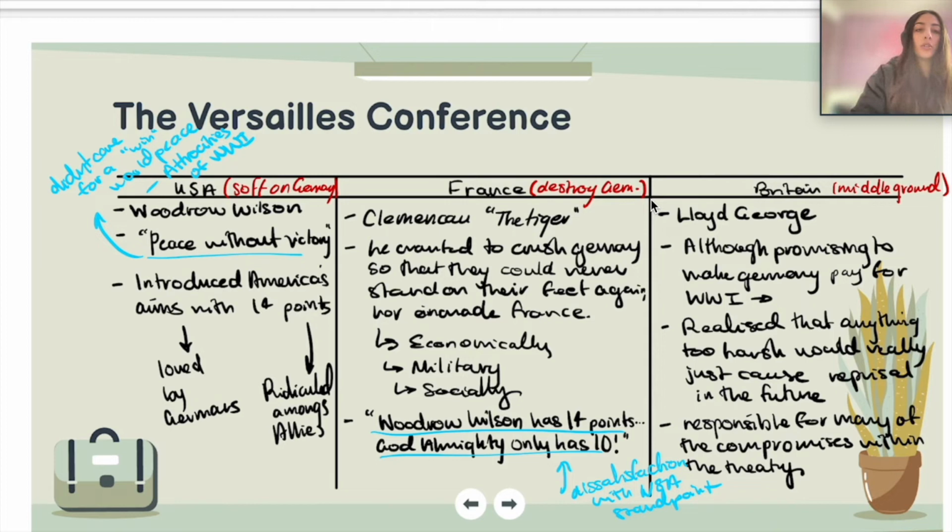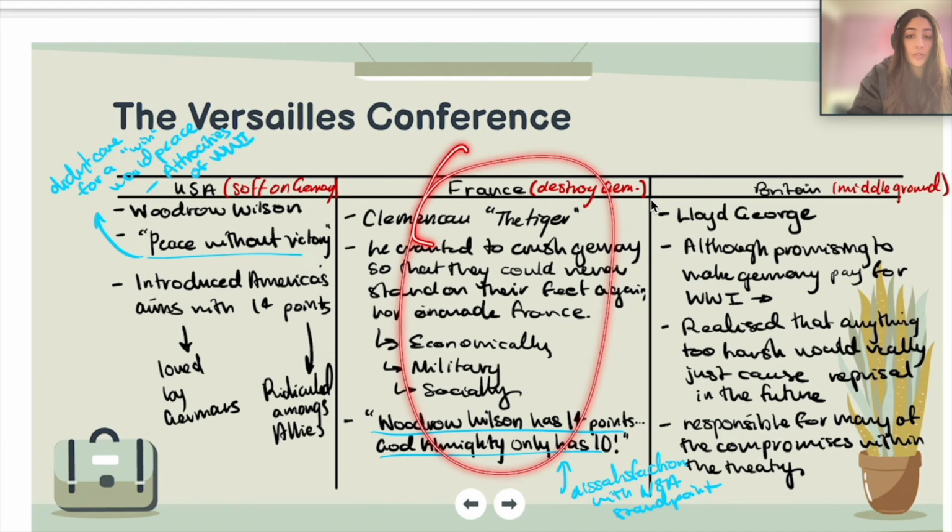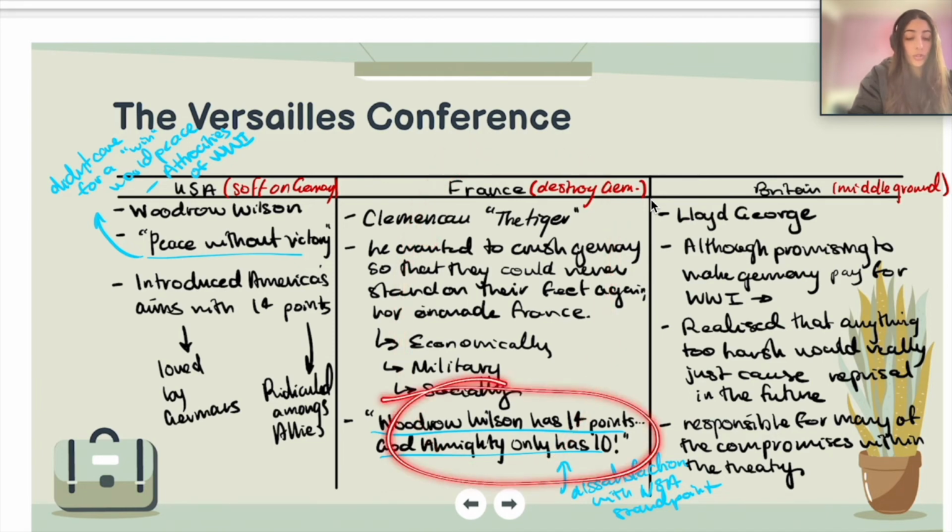And so that's really all you need to know about the Versailles Conference. You need to know the different perspectives of the USA, of France, and of Britain. And you need to just know that Britain was sort of the middle ground. They wanted to make Germany pay, but they didn't want to absolutely crush them. France absolutely wanted to crush them so that they could never invade France again. And this is a good quote to refer to.